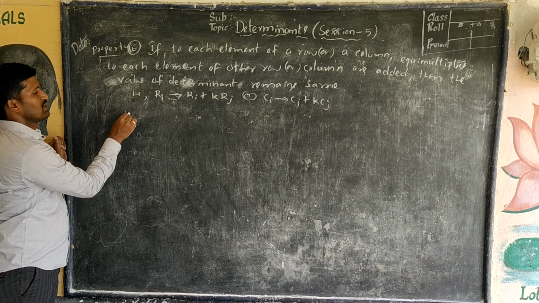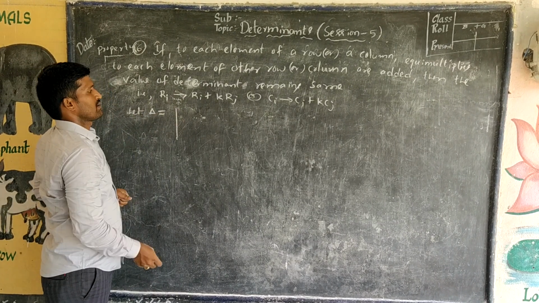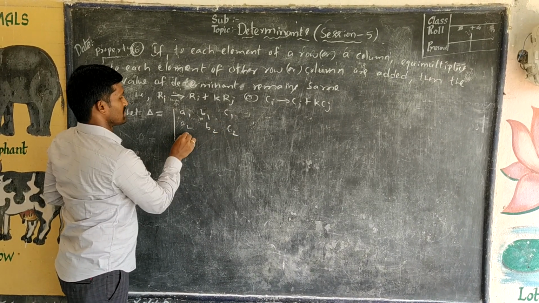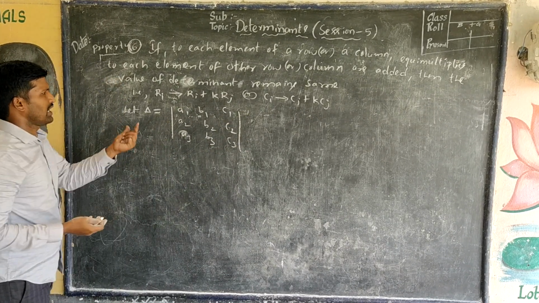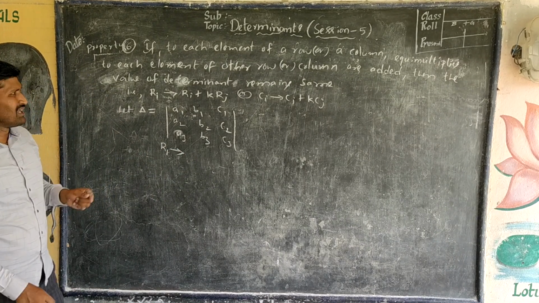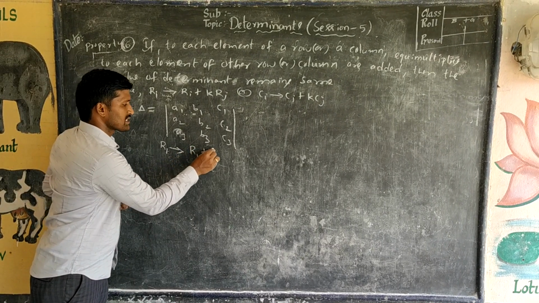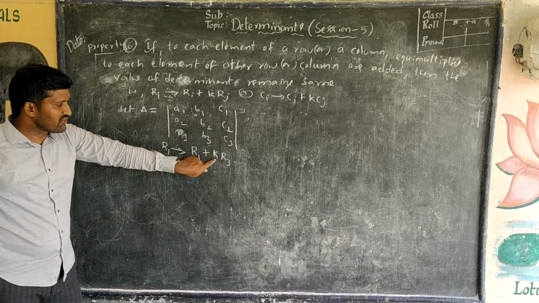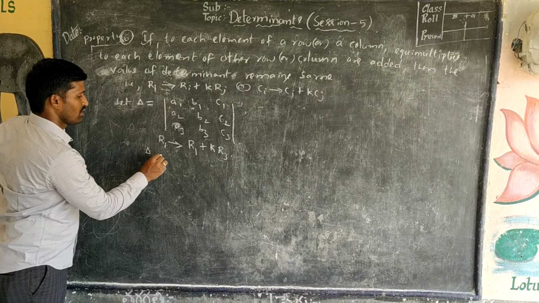How to prove this? For example, let delta be taken like this: A1, B1, C1, A2, B2, C2, A3, B3, C3. I'll apply it to a row or column. For example, I'm adding like this: R1 plus K into R3. One row, equal multiples of K with the other row, the third row. Apply the operation for this. What will you get?